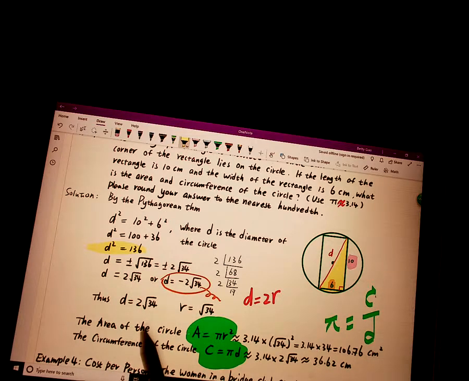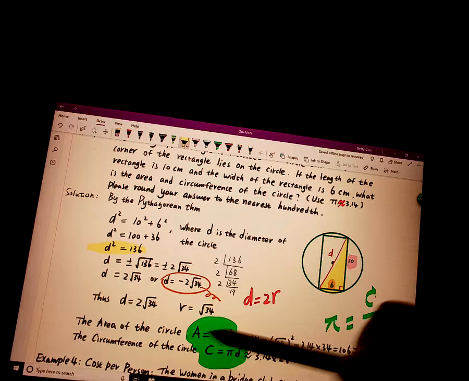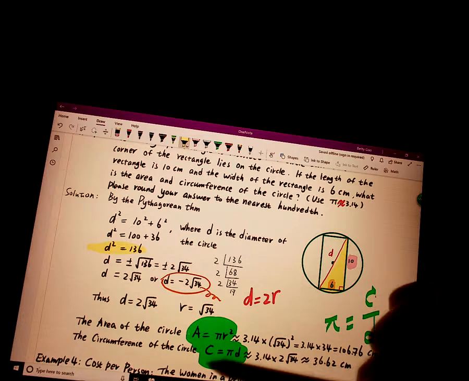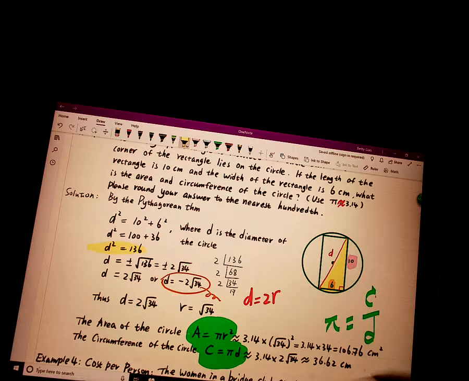for the quality. Okay, so the diameter is given, is found out, is ready. The diameter is 2 times square root of 34. Radius is half of it, is a positive square root of 34, right? And then you're going to plug in radius here to compute the area. You're going to plug in diameter here to evaluate the circumference of the circle.